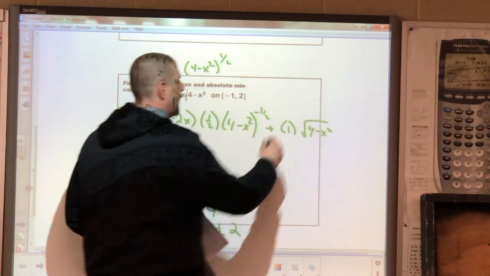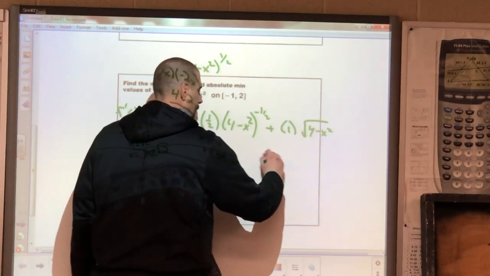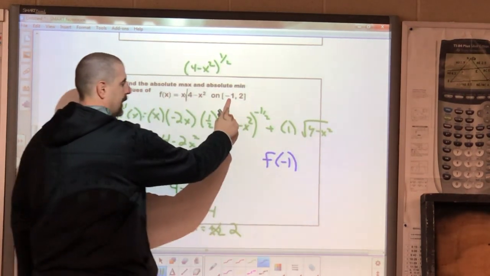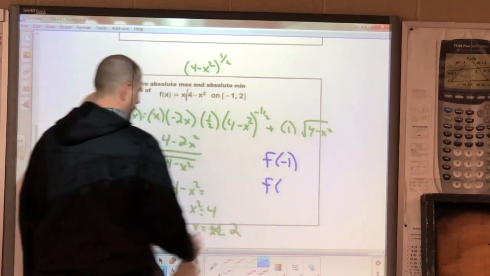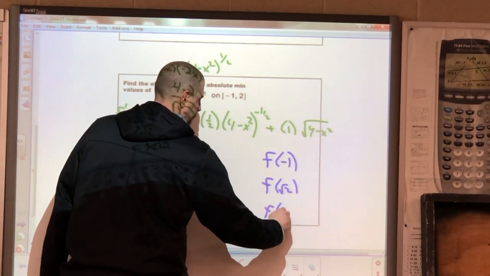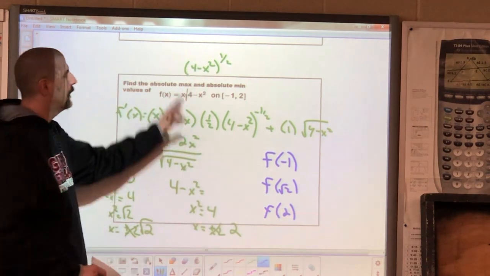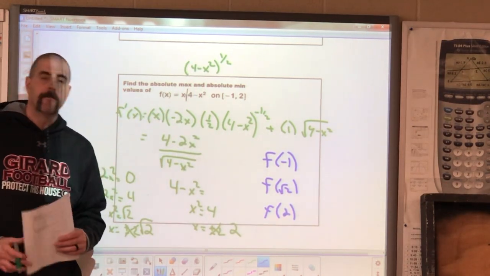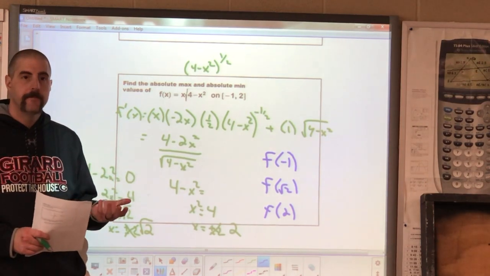All right, so we're going to take f of negative 1, this endpoint. We're going to take f of square root of 2, and we're going to take f of 2. We're going to plug it into the original function here. Go ahead and pause the video and see if you can do that.